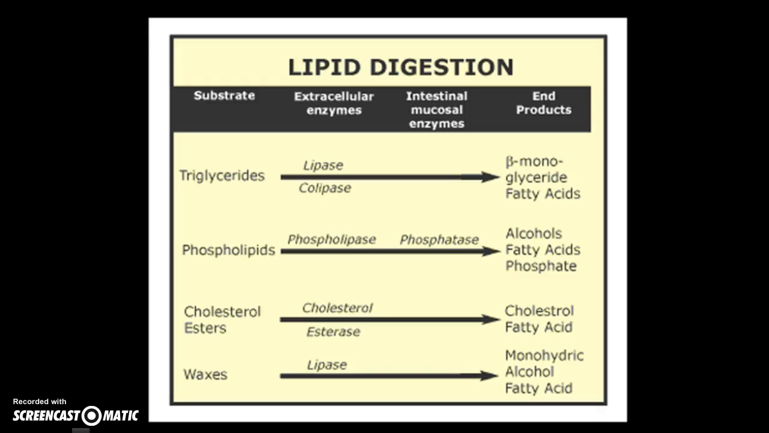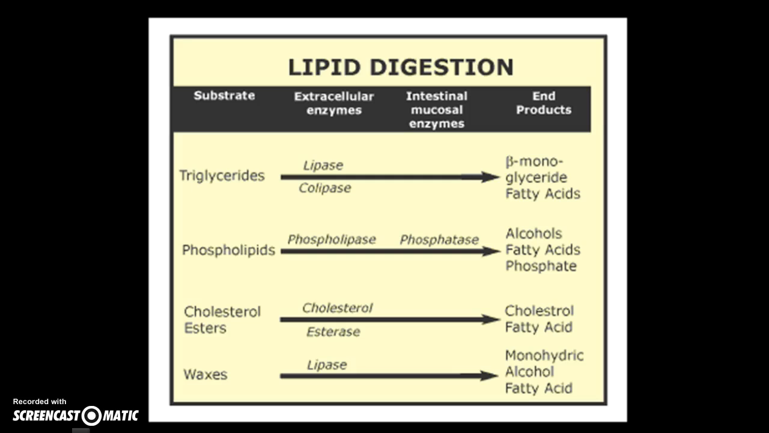So the purpose of lipid digestion is to take triglycerides and turn them into monoglycerides or glycerol backbones and single fatty acids, take phospholipids and turn them into alcohols, fatty acids, and phosphate, take cholesterol esters and turn them into cholesterol and fatty acid. Then if we're eating any waxes, which we don't talk too much about in Nutrition 101, but you could consider waxes part of lipids, they would be turned into monohydric alcohol and fatty acids.